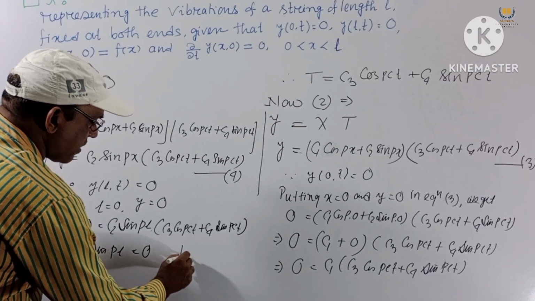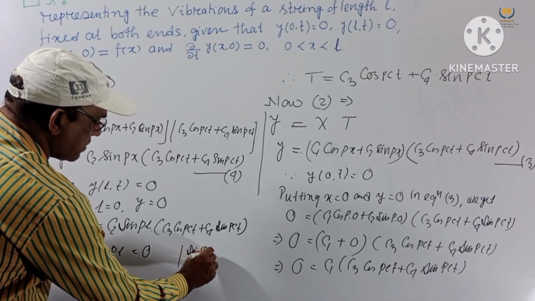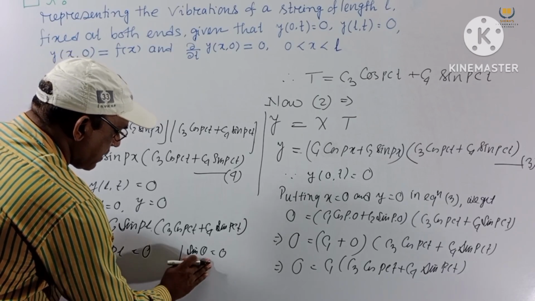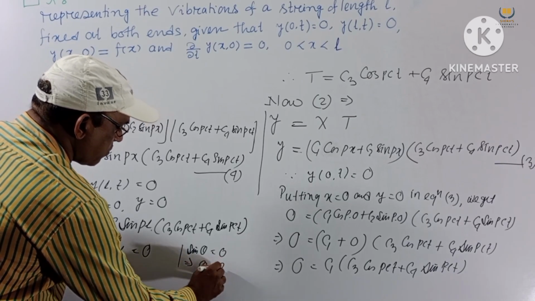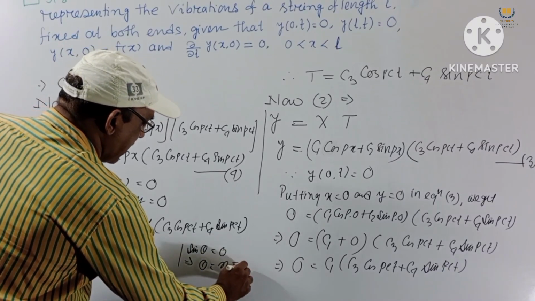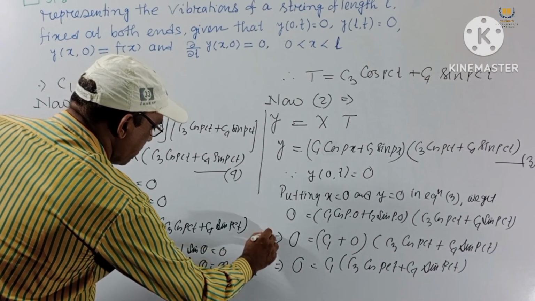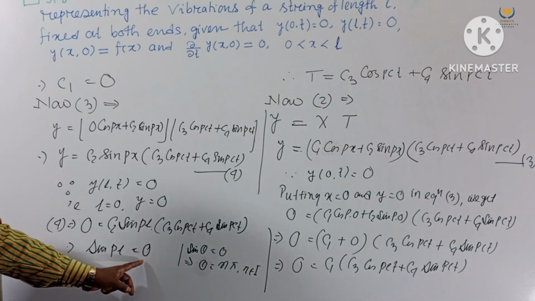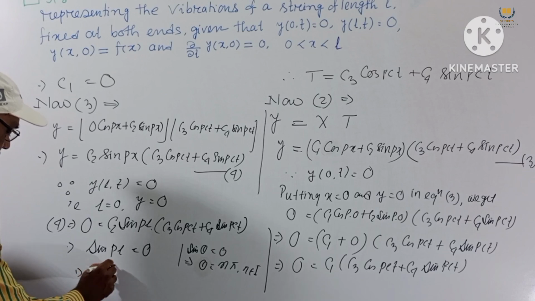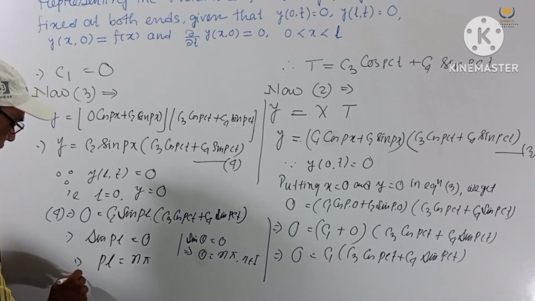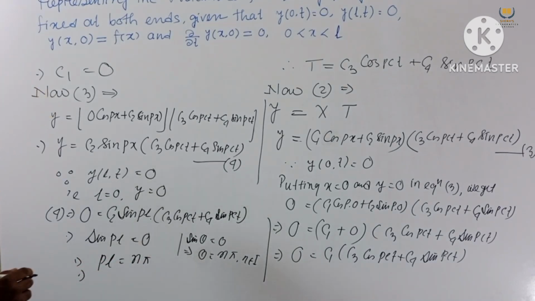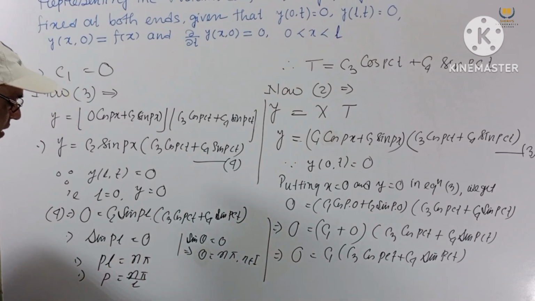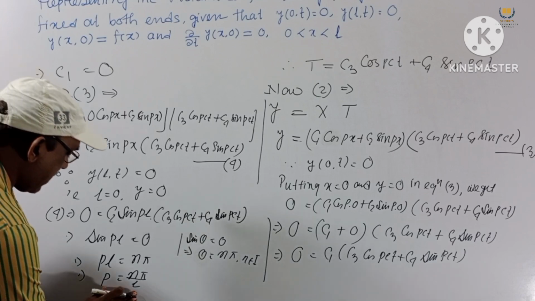But we know this formula: if sin theta equal to 0, then theta equal to n pi, and n belongs to I, the set of integers. So here we get sin pL equal to 0, then pL equal to n pi, and this is p equal to n pi by L. We get this n pi by L.